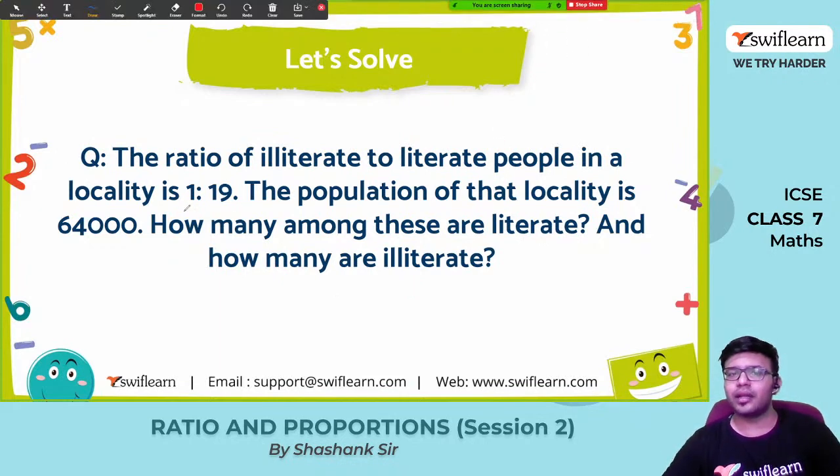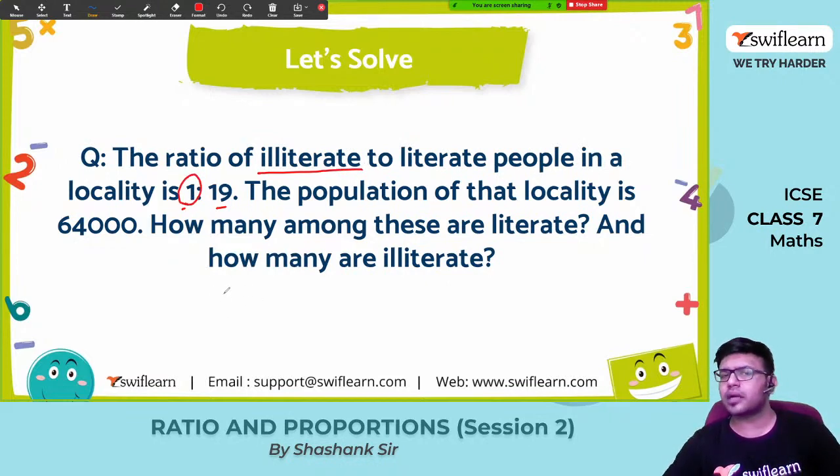Okay. First, see here, this is 1, this is 19. The sum of terms: 19 plus 1, you get 20. So how to find the numbers of literate and illiterate? See, how many are illiterate? So the number of illiterates is given by what?